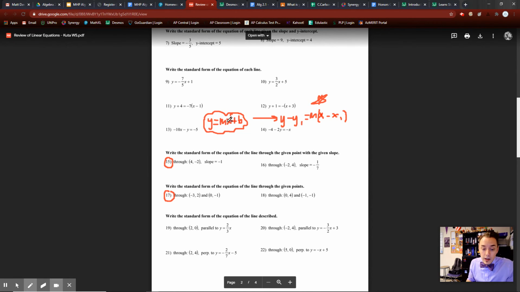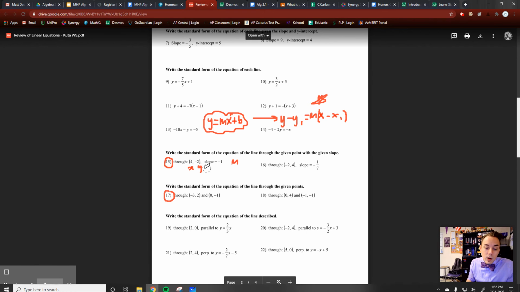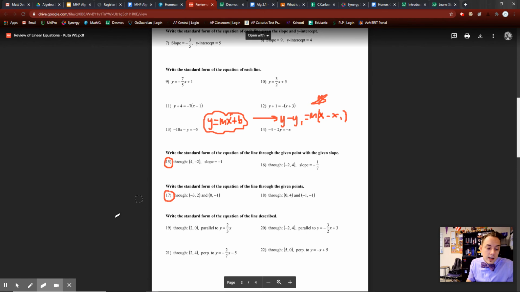If I have a point, I can literally plug in x and y. This is x, 4 is x, and -2 is y. And I can plug in, because this right here is my slope. It's just my m. Okay, that's my m. So what will that look like when I plug it in? Again, I'm going to show you both ways, but this is my first way, and this is going to be my second way. My first way right here is I'm going to do y, which is -2.